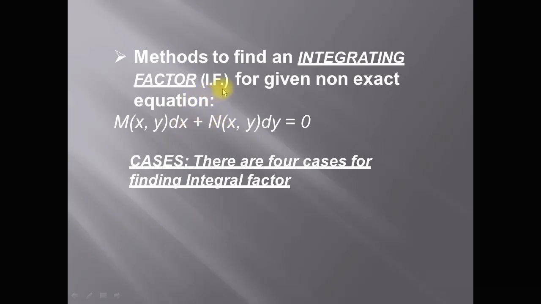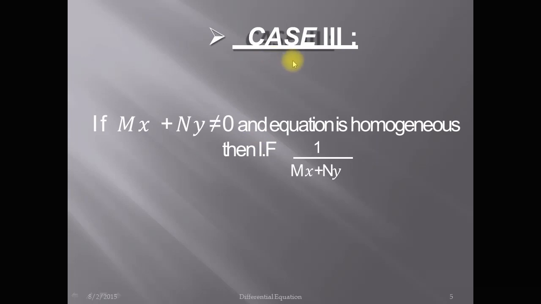So since I have already told you that there are four cases for finding an integral factor to make the non-exact differential equation exact, today we are going to discuss the third case. In the third case, if Mx plus Ny does not equal 0 and the given equation is homogeneous, then the integral factor will be 1 over Mx plus Ny. This will be the integral factor.